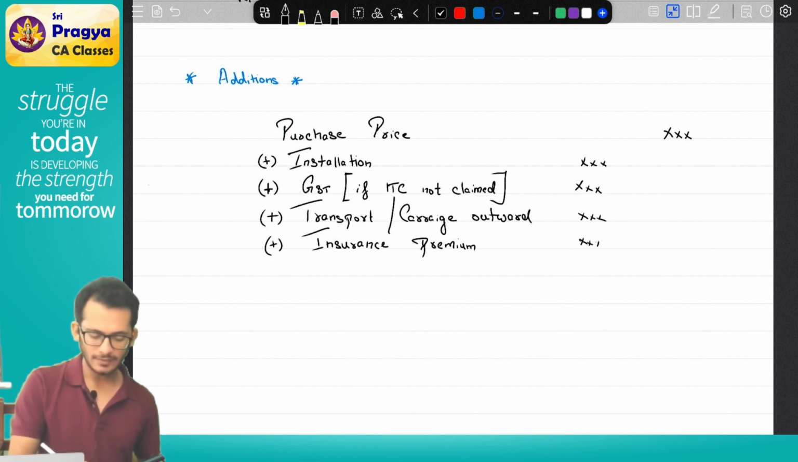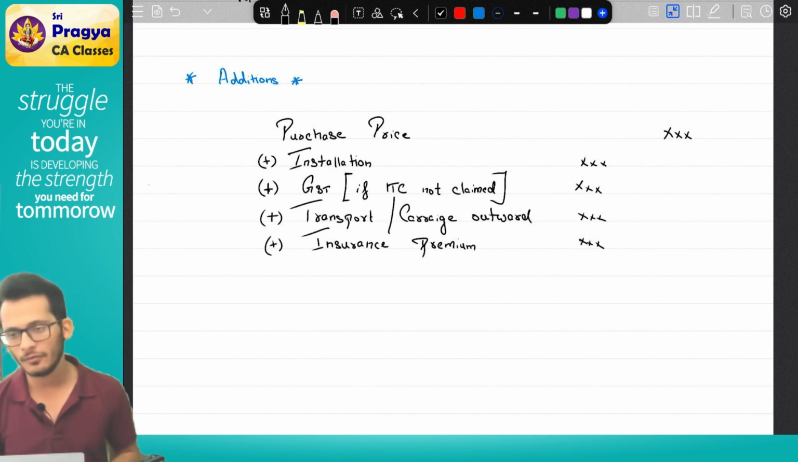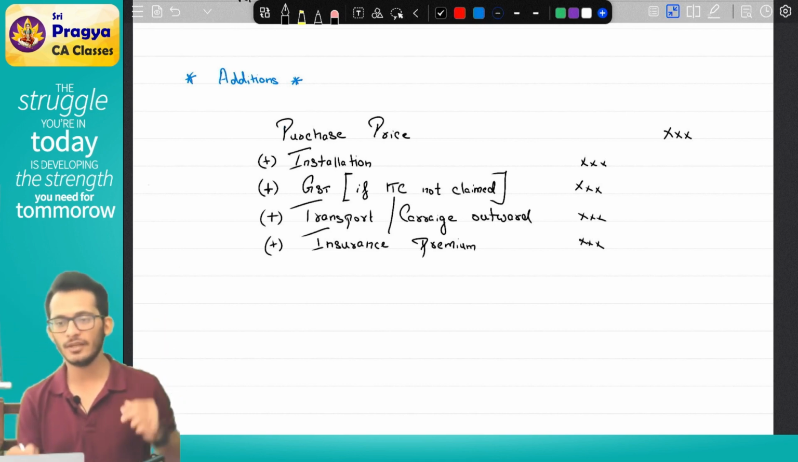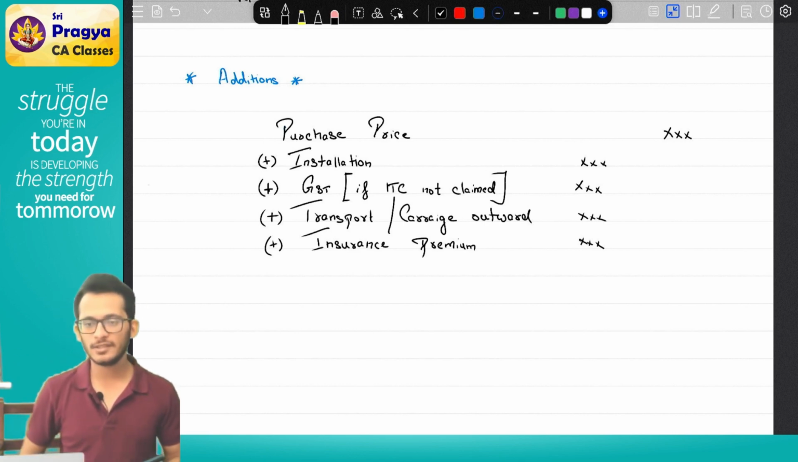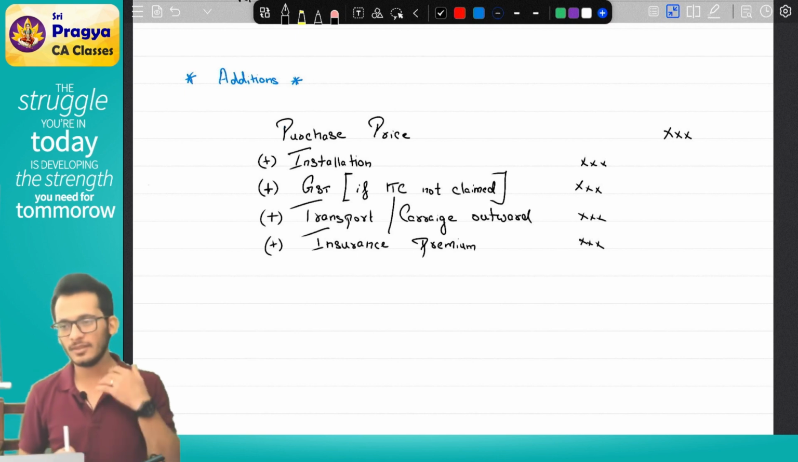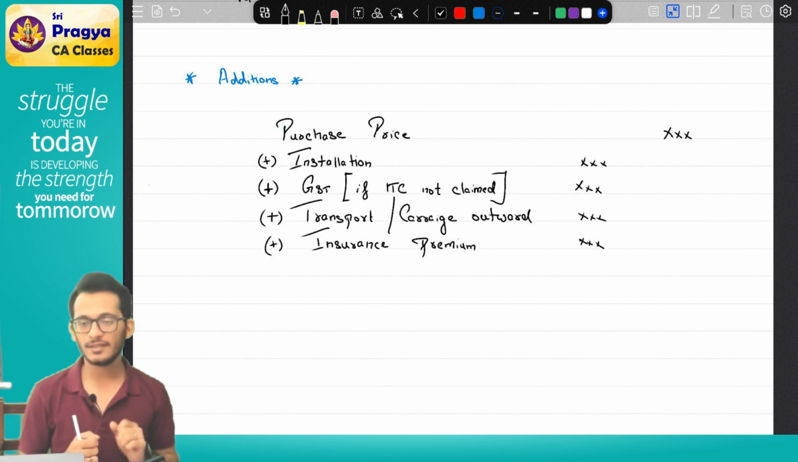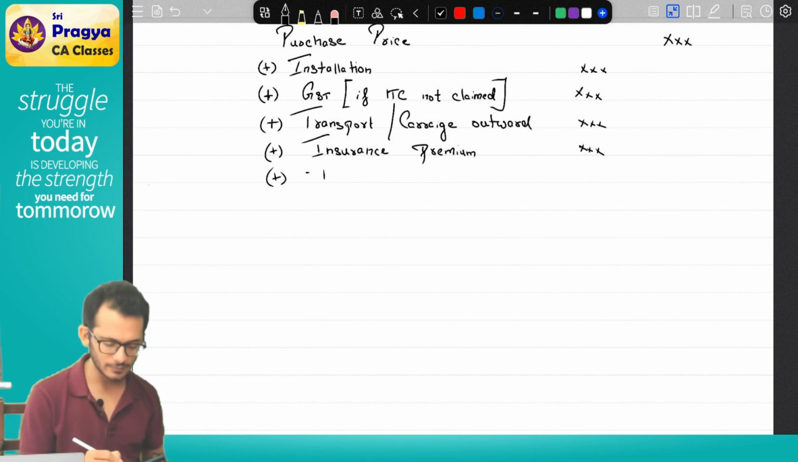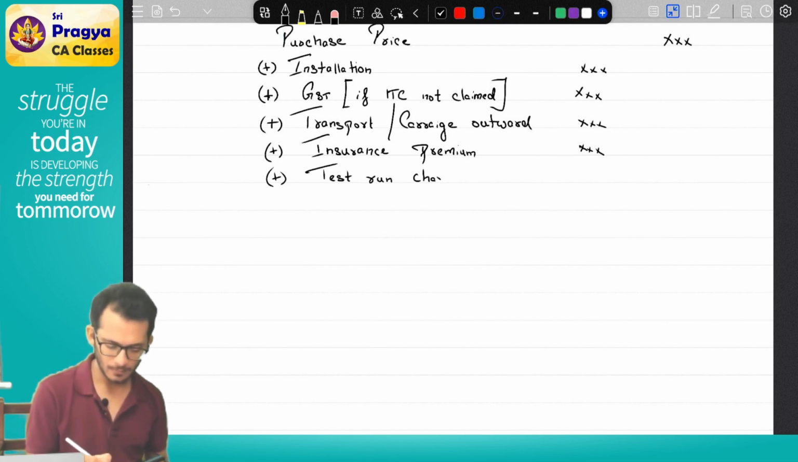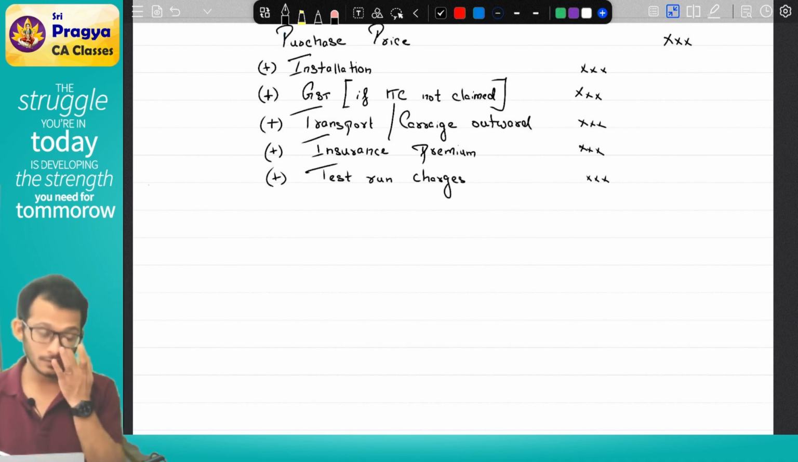Correct. Now, you have paid insurance premium also. The machinery has come to your office and is outside. You need to install it, so therefore installation charges. The moment you install the machinery, you will start using it, or you try a test run. So test run also you can incur some expenses. Yes or no? Yes. Next.